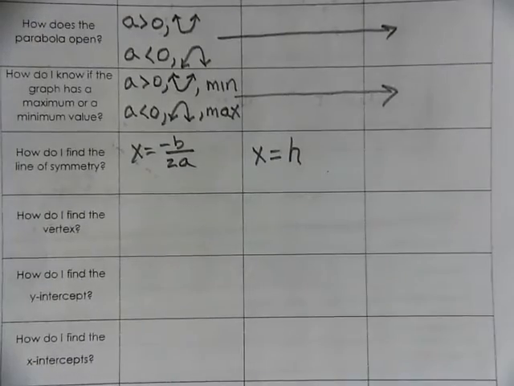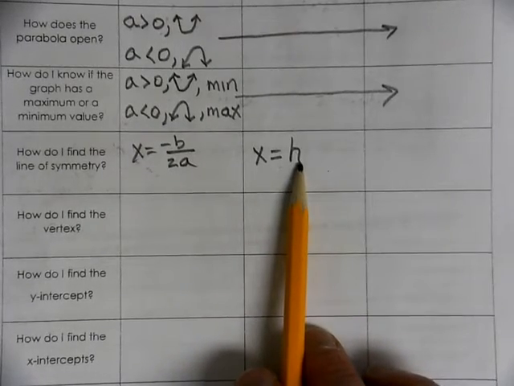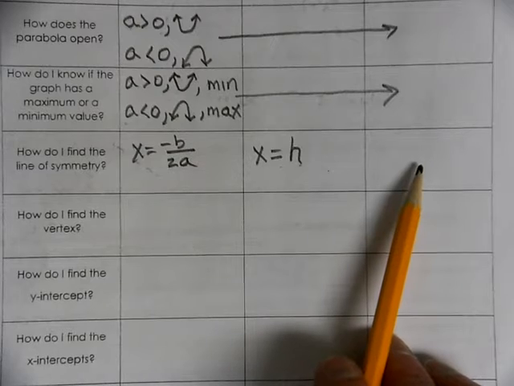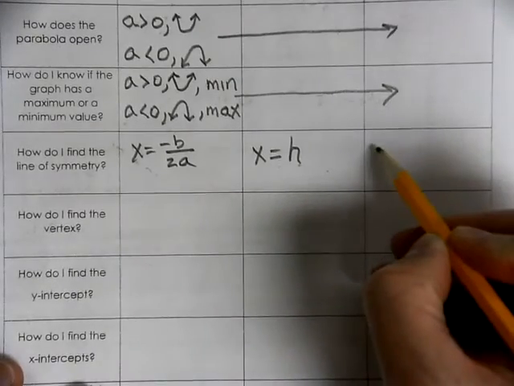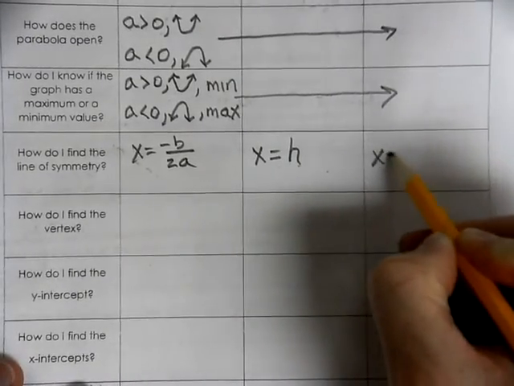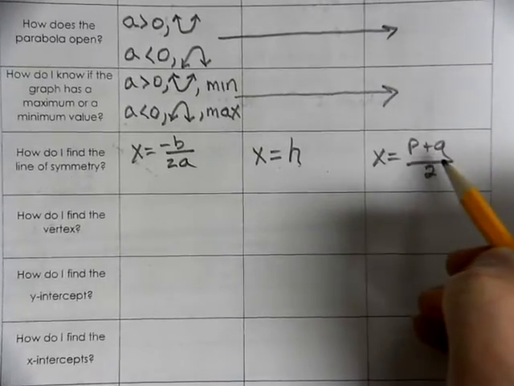In vertex form, remember the vertex is your h comma k, so your line of symmetry is going to be whatever the x value is of the vertex, and we figure that out by x equals h. And then intercept form, it's going to be in between the x-intercepts. It's going to be halfway in between. It's the average. So x is going to be p plus q divided by 2.